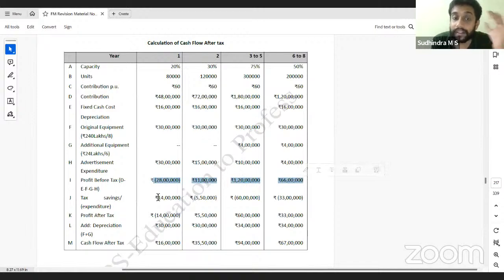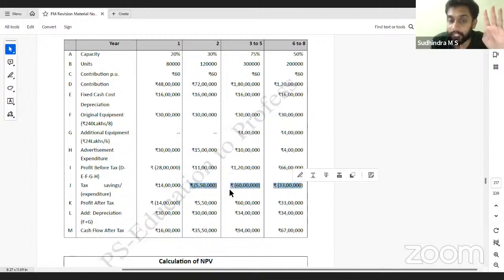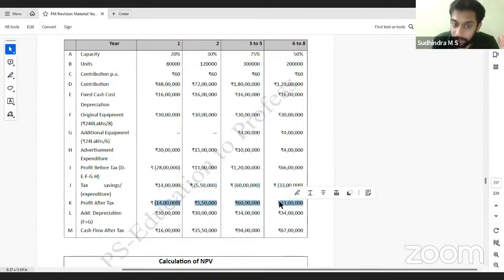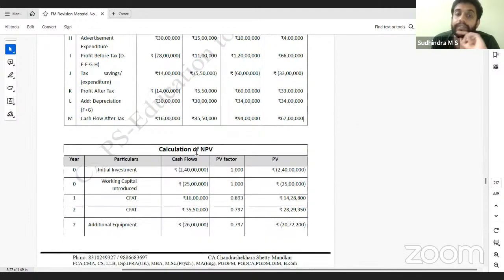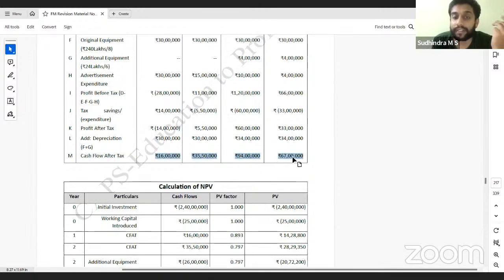From that, the tax rate. So for the first case, 28 lakh loss gives you tax savings of 14 lakh. Tax savings of 14 lakhs, balance or tax expenditure. So take profit after tax, add back depreciation because it's a non-cash expenditure. You will get cash flow after tax. Is that clear? Yes, sir.